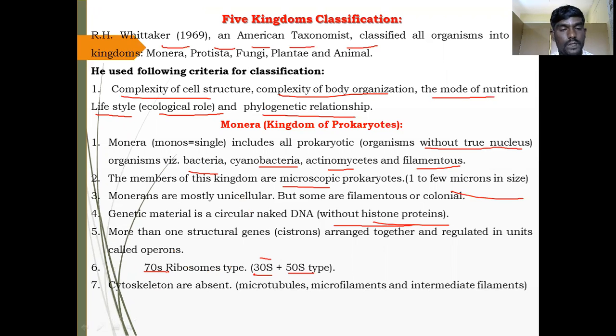This is very important. Then cytoskeleton is absent. So what is the cytoskeleton? It is a complex dynamic network of interlinking microtubules, microfilaments, and intermediate filaments. It is an internal skeleton, or a dynamic linkage between the microtubules, microfilaments and intermediate filaments. In a bacterial or moneran cell, the cytoskeleton is totally absent. So you do not find any linkage between the microtubules, microfilaments or intermediate filaments.